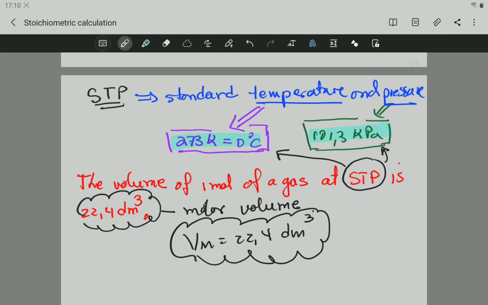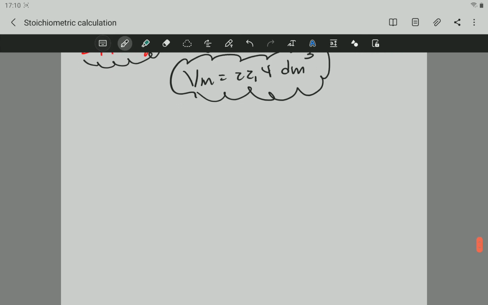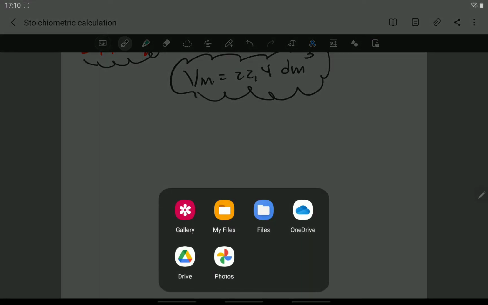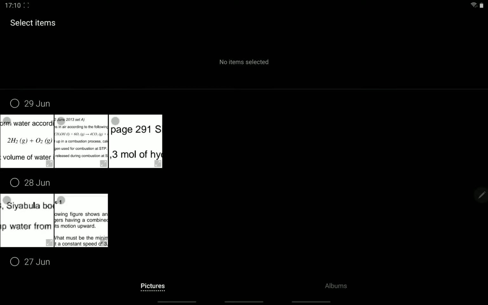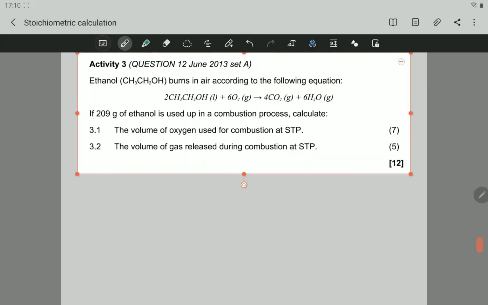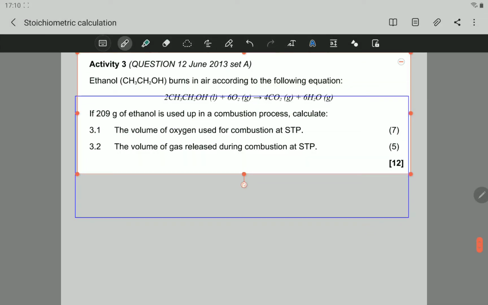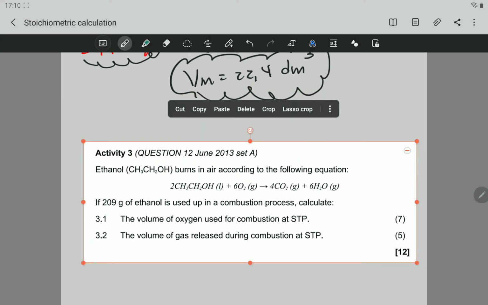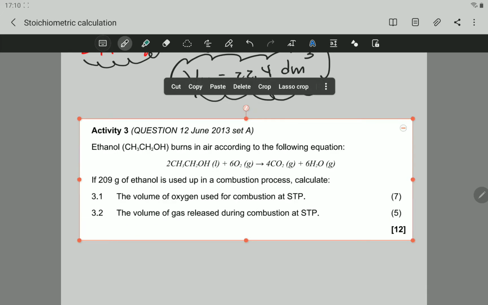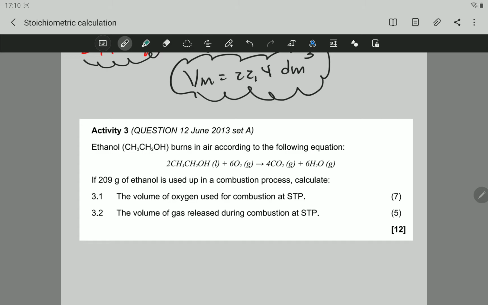All right, so now we're going to look at another example to see how we can apply this knowledge. This one is taken from a previous question paper. Okay, so let's see how this example works.